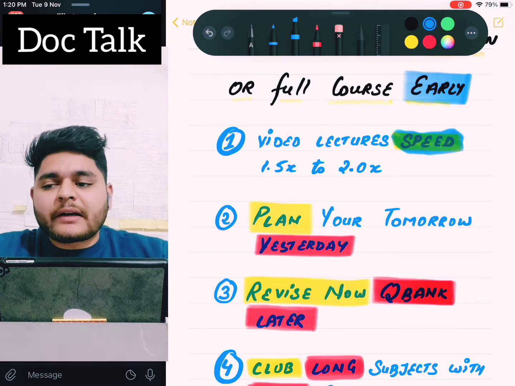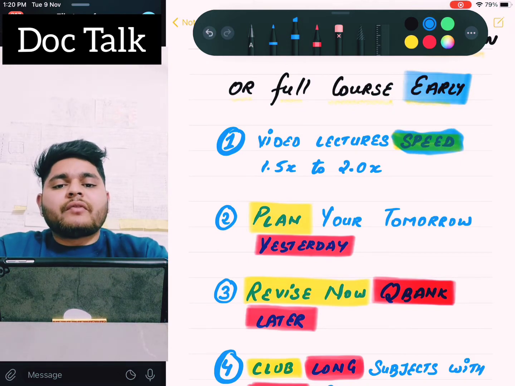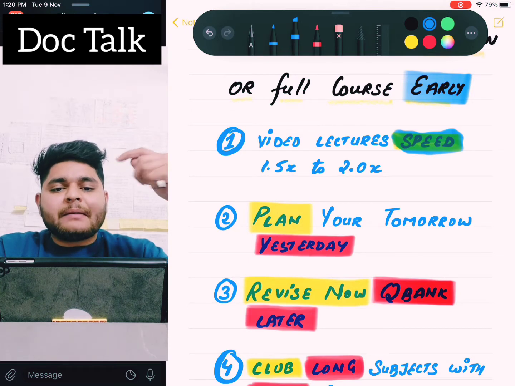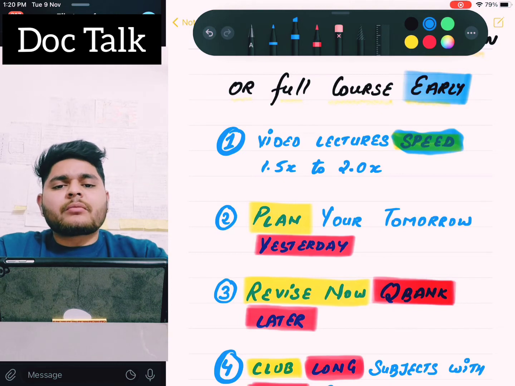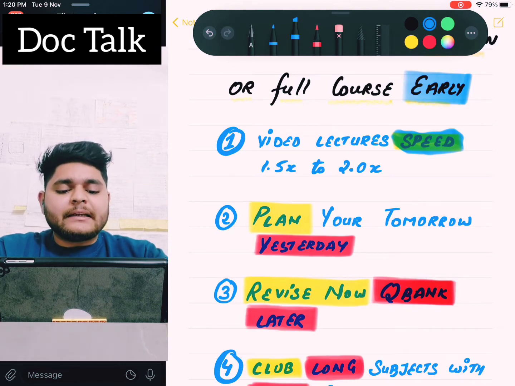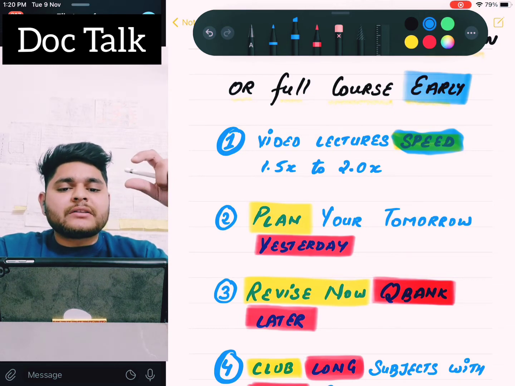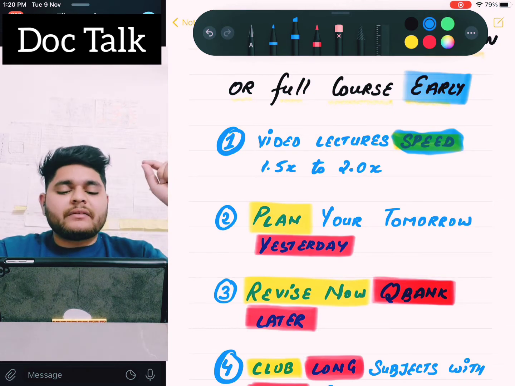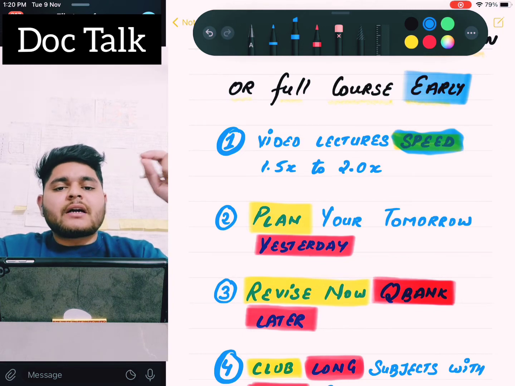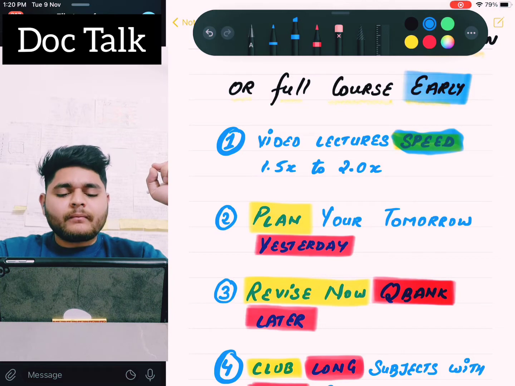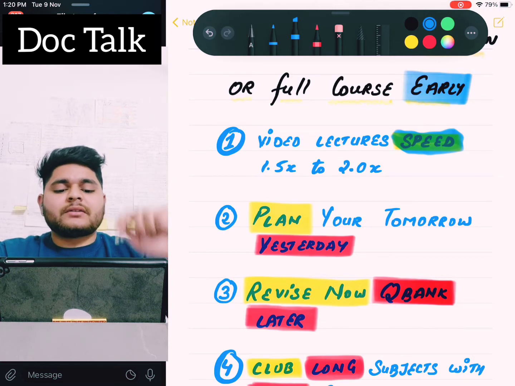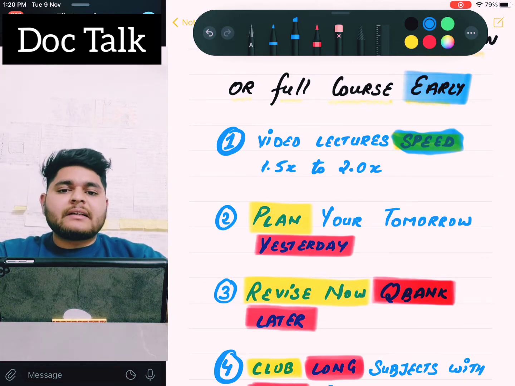Now you will say, how can we learn something at 1.5x speed? But just be habitual of it. When you start at 1.5x, you will see that it sounds like a normal tone, normal speed. Then come to 2x, and if you feel like 2x is way too fast, then come back to 1.5x. But don't start your lectures at 1x, because that will be very slow and you will be behind all of your peers. So start with 1.5x and reach up to 2x for your video lectures.